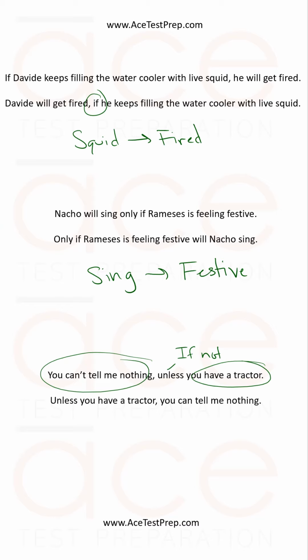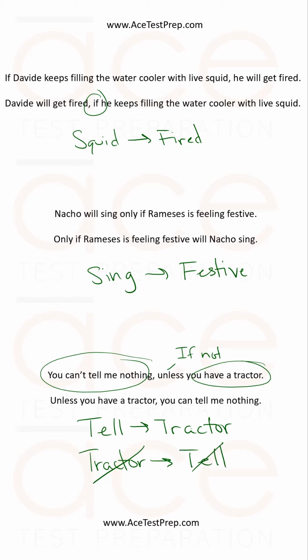Now the vast majority of instances on the LSAT where they use the word unless, one of the terms is going to be negative anyway. So in this case, you can't tell me nothing. So what that would say is, if you can tell me something, or if you can tell me nothing, whichever way you want to translate it, so if tell, then tractor. And you could also do it the other way, and this would simply be the contrapositive. That would mean if you don't have a tractor, then you can't tell.